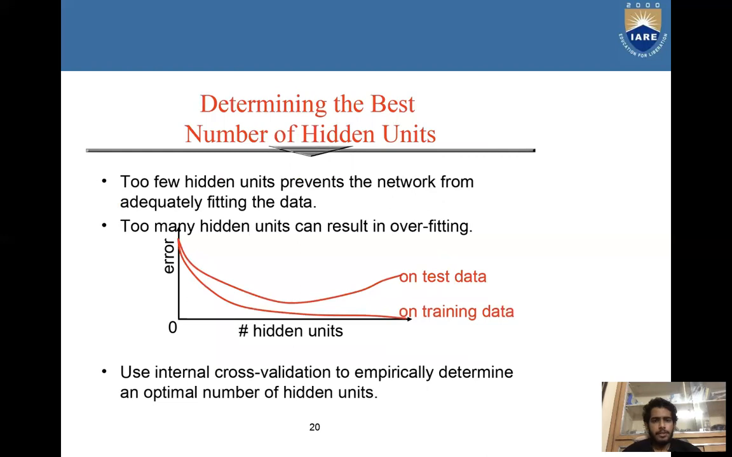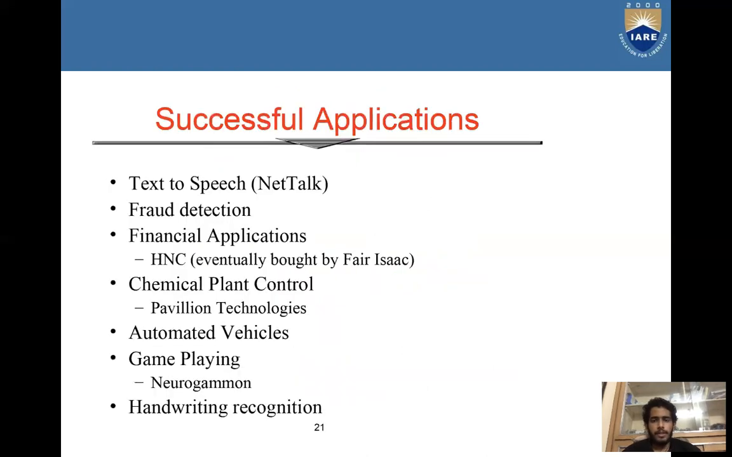Too few hidden units prevent the network from adequately fitting the data. Too many hidden units can result in overfitting. Use internal cross-validation to empirically determine an optimal number of hidden units.